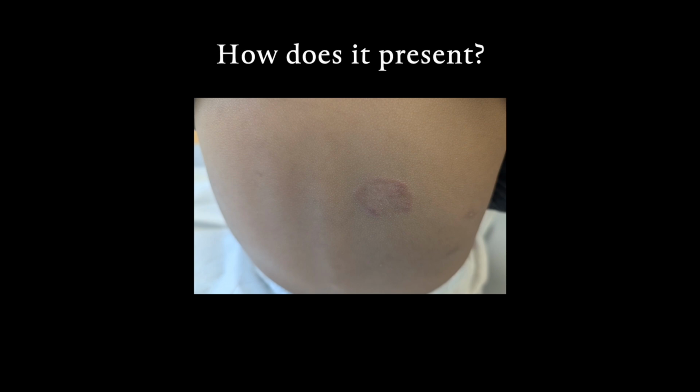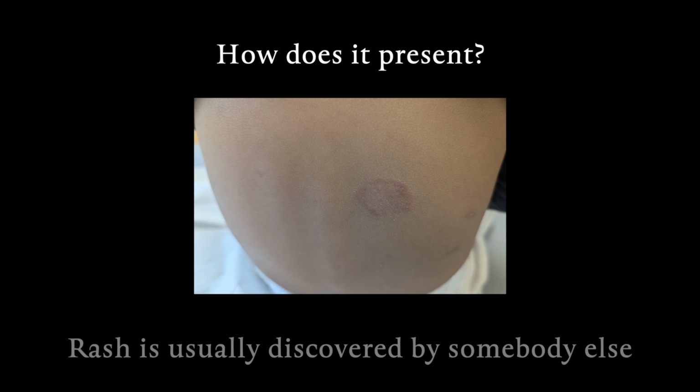How does it present? How does ringworm present? Now, ringworm presents in various ways, and in children, or in fact, in most people I've seen, the rash is discovered by somebody else. For example, this kid with a rash behind the back. There's no way this kid could see this rash behind the back.